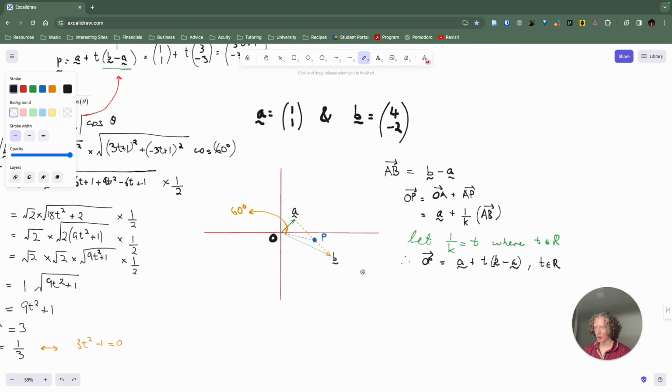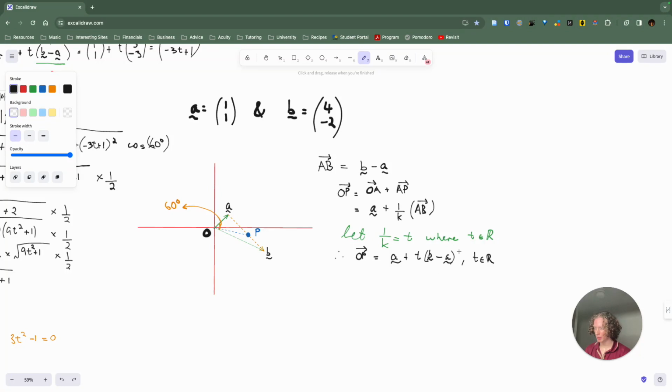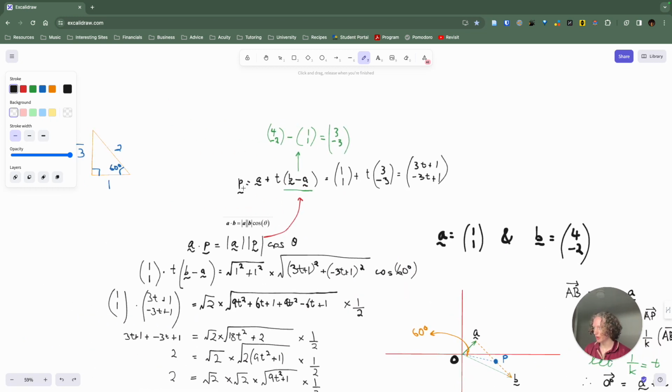So from the first part, we got that P equaled this, but this isn't really a nice number. But we can evaluate it, right? We've got A and we've got B. So that's what I did up here. We said that P was A plus t outside of B minus A. B minus A, we can work out to just be 3, negative 3. Awesome. So then we get 3t, negative 3t. I just combine these into one vector. This one vector equals P.